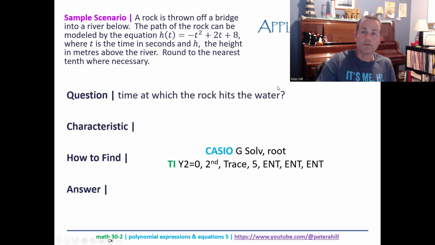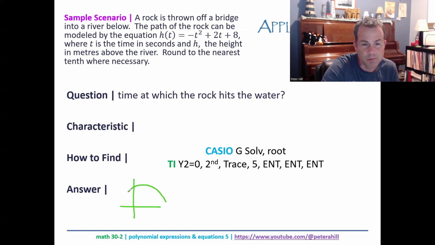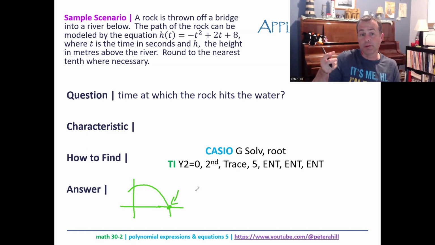Now for that, you're looking for the 0. So if I think about what this picture looks like really quick, it's going to look something like that, right? And so right there is where I'm hitting the water. So on a Casio, that would be G-Solve and then root.